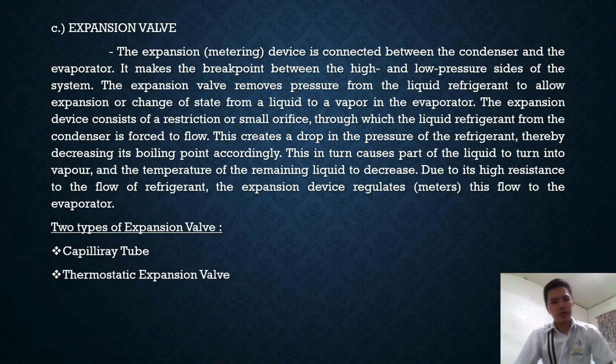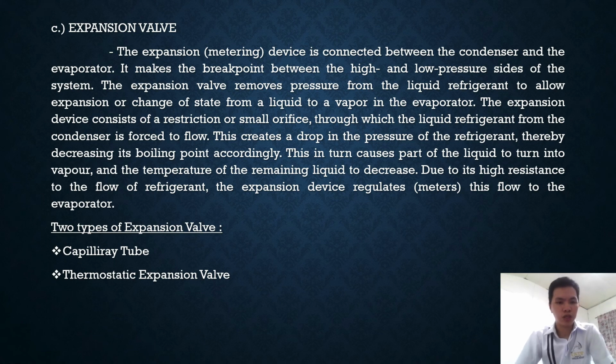Now let's discuss the third component of refrigeration, which is the expansion valve. The expansion metering device is connected between the condenser and the evaporator. It makes the break point between the high and low pressure sides of the system. The expansion valve removes pressure from the liquid refrigerant to allow expansion or change of state from a liquid to a vapor in the evaporator.